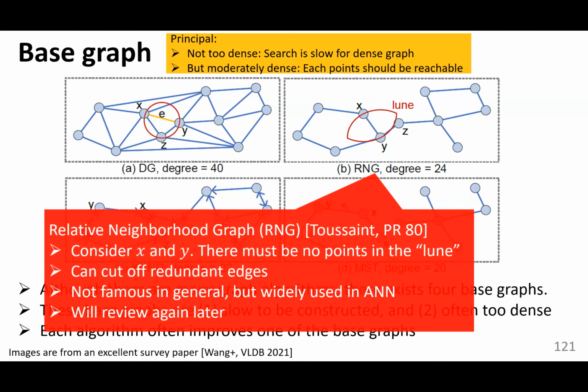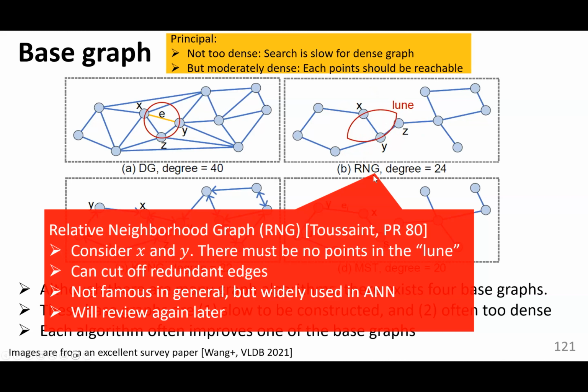So this guy is the RNG graph, the relative neighborhood graph. This is not famous in usual computer science, but it's very popular in graph-based search. So let's consider X and Y. Then let's consider the lune here. The definition of the lune is this: consider the line between them and draw a circle using this line as the radius, and the same thing from the other point. Then this overlapped area is the lune. And the definition is that there are no points inside the lune.